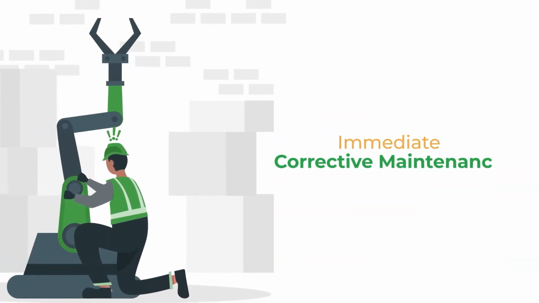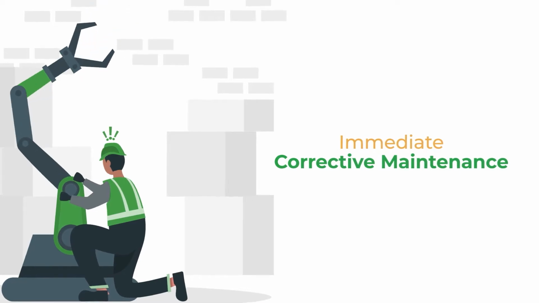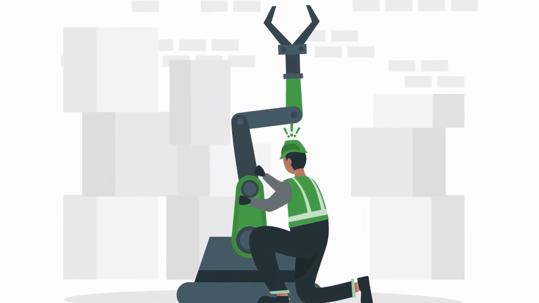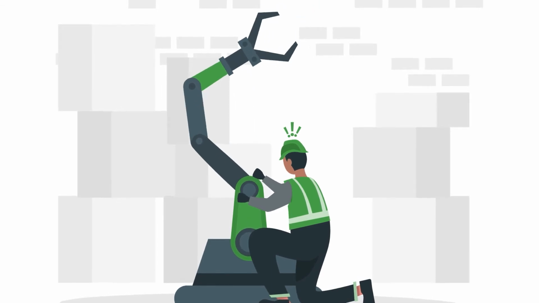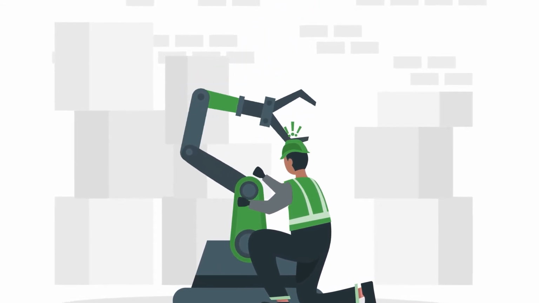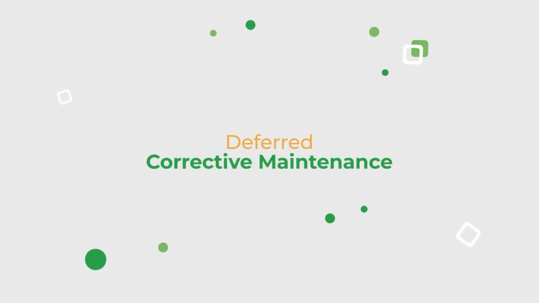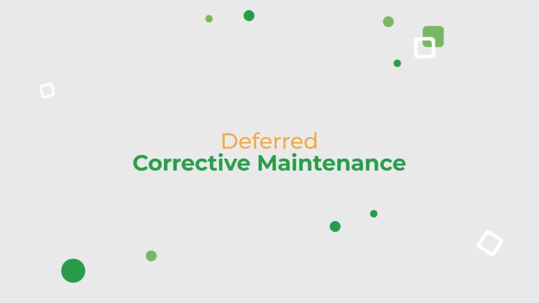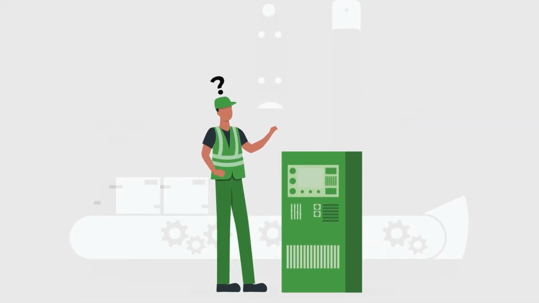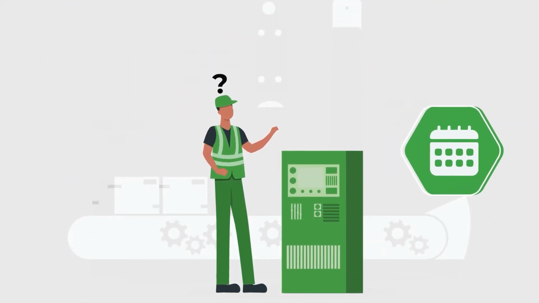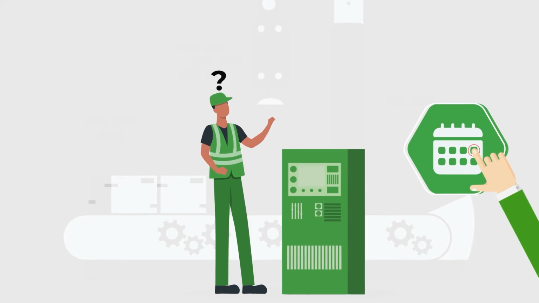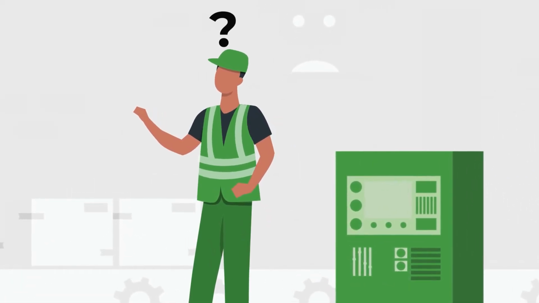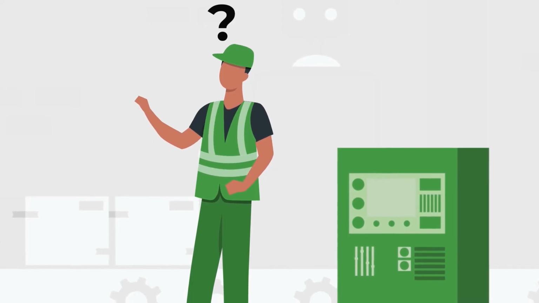Immediate corrective maintenance refers to corrective actions that take place immediately when a failure occurs. For example, a technician spots an issue during routine work and immediately corrects it. Deferred corrective maintenance refers to corrective actions that are postponed or scheduled for later. Corrective maintenance might be deferred due to the need for a specialist or spare part to complete the work, or because the technician has a higher priority task that takes precedence.